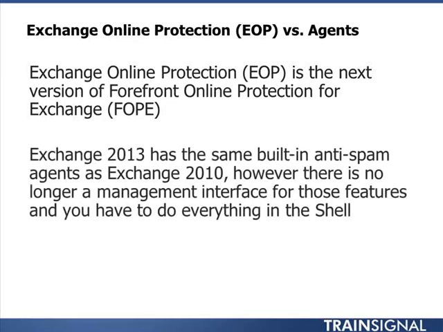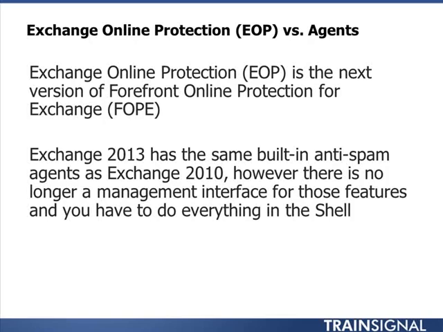Now, Exchange 2013 has more or less the same built-in anti-spam agents as Exchange 2010. I say more or less, but there are two that are missing, and there's a reason for that. With Exchange 2010, when you enabled the anti-spam agents on a Hub transport server, one of the agents was missing, the attachment filter agent. This was the only anti-spam agent that was not available for the Hub transport server, and you could only work with it on the Edge transport server.